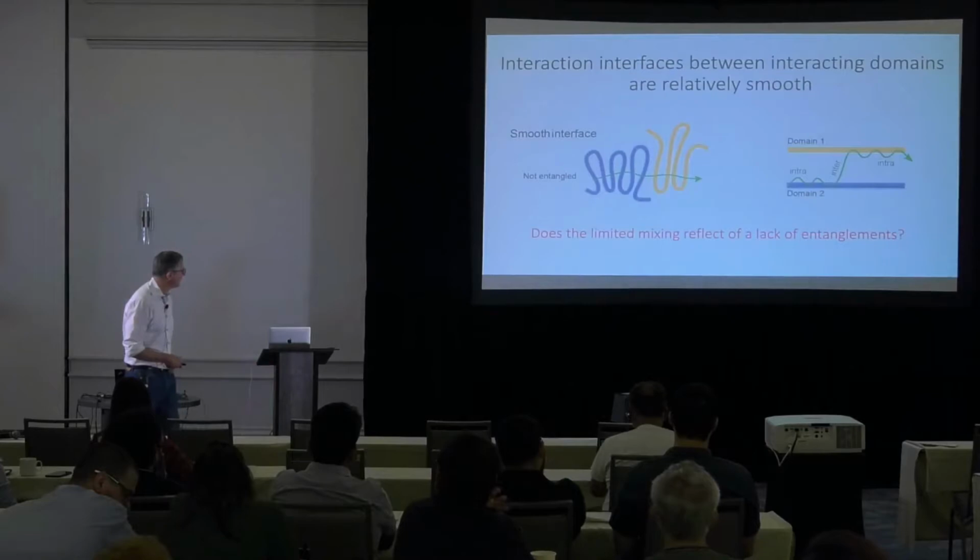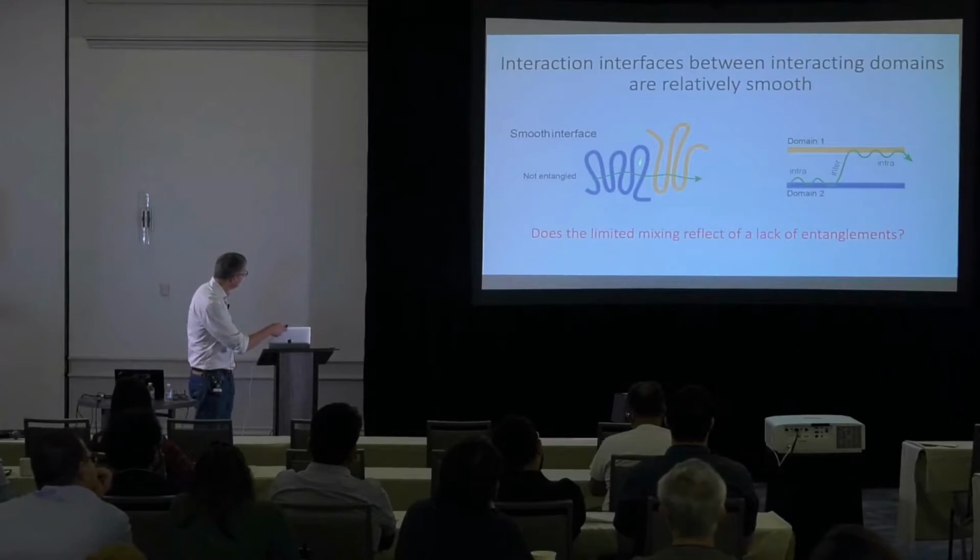So anytime we look at two domains, in cis or in trans, their interfaces look quite smooth. And this took us a long time.